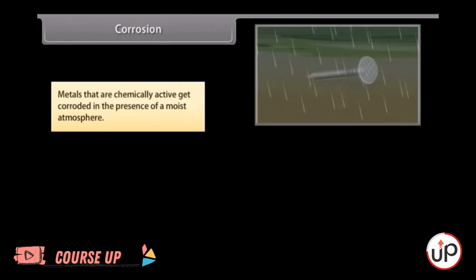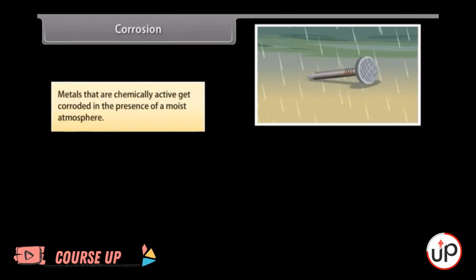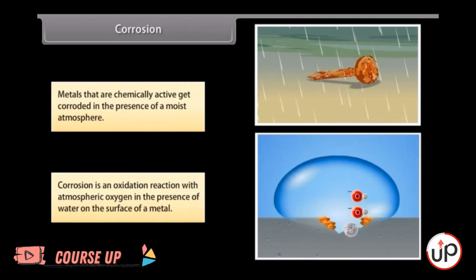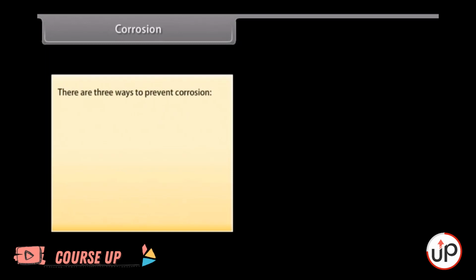Corrosion. Metals that are chemically active get corroded in the presence of a moist atmosphere. Corrosion is an oxidation reaction with atmospheric oxygen in the presence of water on the surface of a metal. For example, iron and aluminium corrode. However, non-reactive metals like gold, platinum, mercury do not corrode. There are 3 ways to prevent corrosion.